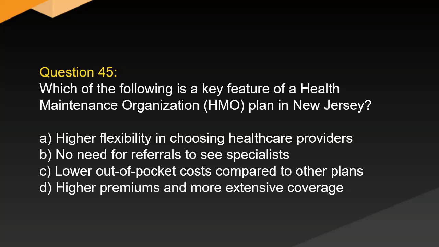Question 45. Which of the following is a key feature of a health maintenance organization, an HMO plan, in New Jersey? A. Higher flexibility in choosing healthcare providers. B. No need for referrals to see specialists. C. Lower out-of-pocket costs compared to other plans. D. Higher premiums and more extensive coverage.